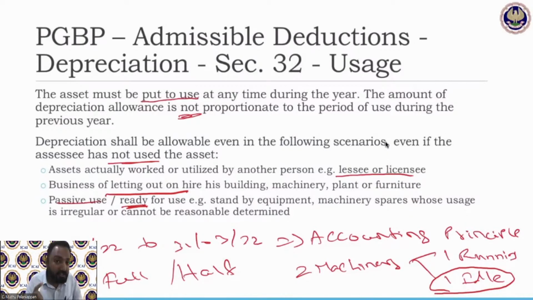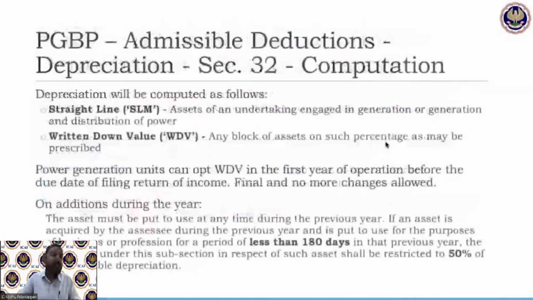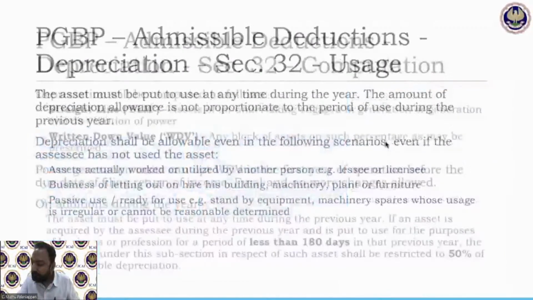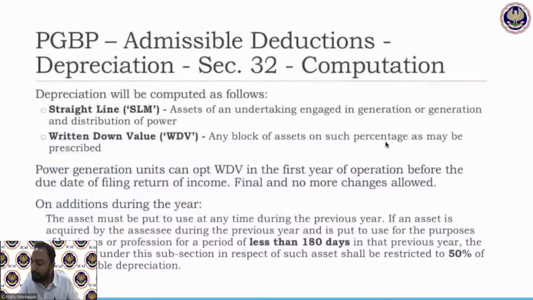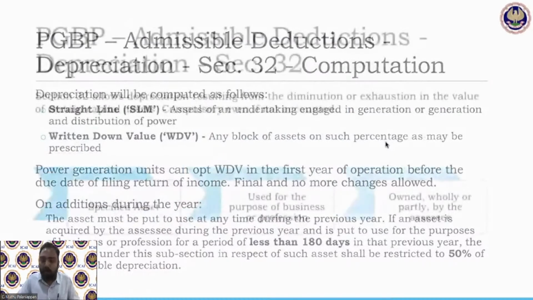Remember, we also discussed the concept of used in section 31 when we were discussing repairs of building, plant and furniture. So that is about usage. What is the third condition we set for depreciation? We said it must be owned by the assessee. It must be owned by the assessee.